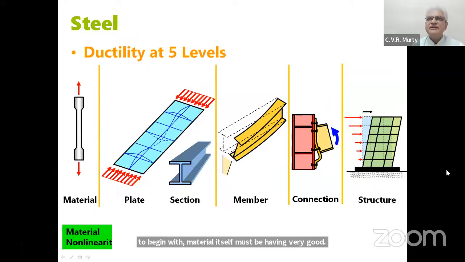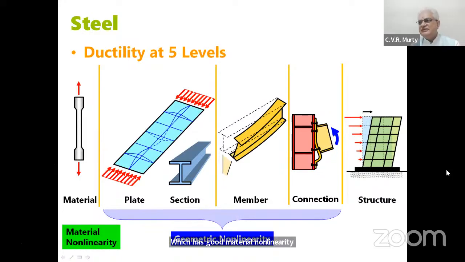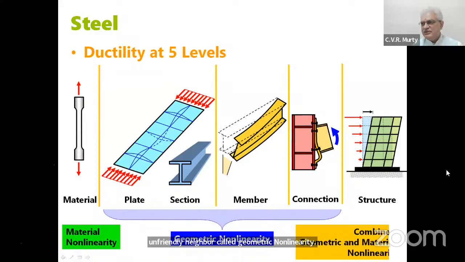So the summary is that we have a material which has good material nonlinearity, but then en route, we get stuck with an unfriendly neighbor called geometric nonlinearity. And as a consequence, we have finally in a structure a compromise of geometric and material nonlinearities. Now, the combined geometric and material nonlinearity is where the ingenuity of the designer comes into the picture.